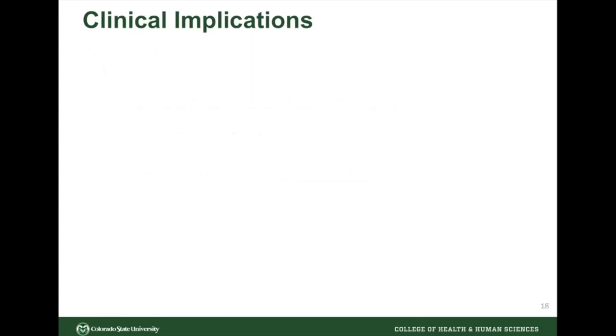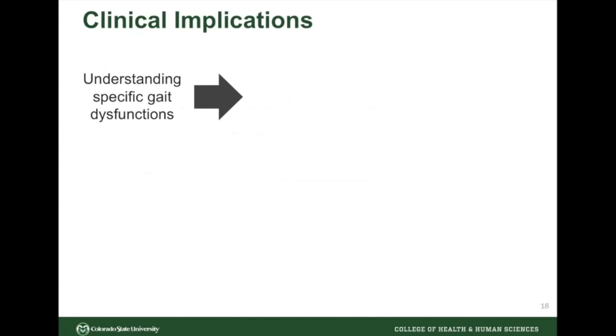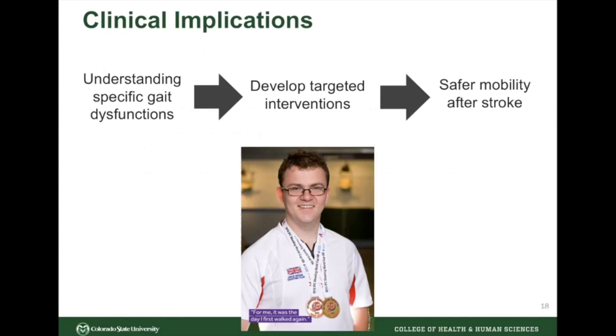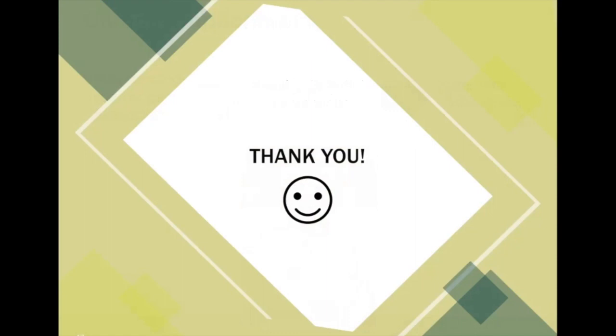The novel work we have conducted has many important implications for those living with stroke. Understanding the specific gait dysfunctions seen in stroke can lead to the development of targeted interventions that will help to promote safer mobility after stroke. So, coming back to Adam, several years later, Adam competed in the Paralympics after recovering from his stroke. Understanding how increased gait variability contributes to reduced gait coordination will enable us to help many others regain walking mobility after stroke. I hope you all learned something new and interesting today.